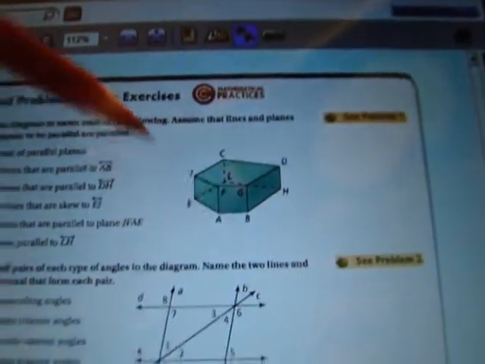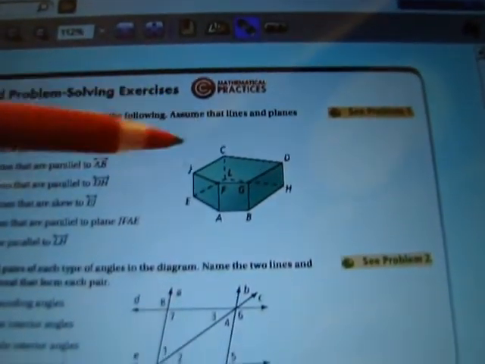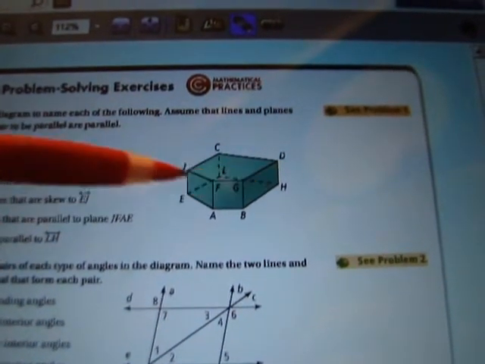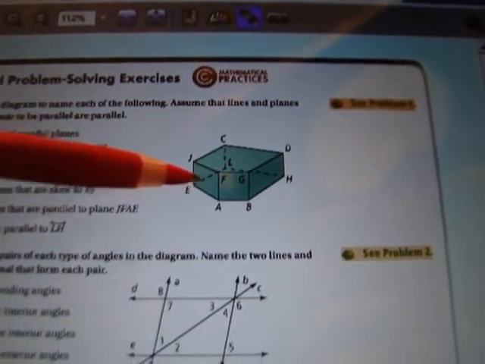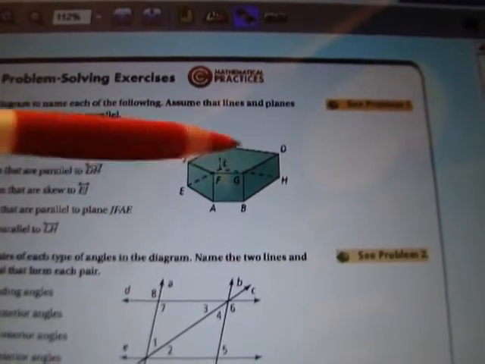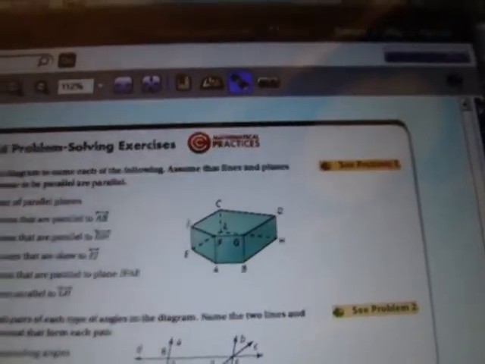CDGFJ is parallel to the bottom, which we'll call LHBAE. Yeah, this is a prism. You could probably say that this wall is parallel to this wall too. That would work fine. But I wouldn't say that this one here is parallel to this one there. It doesn't look to be that way.